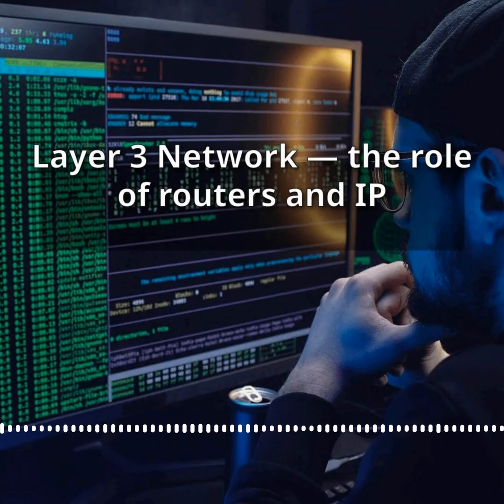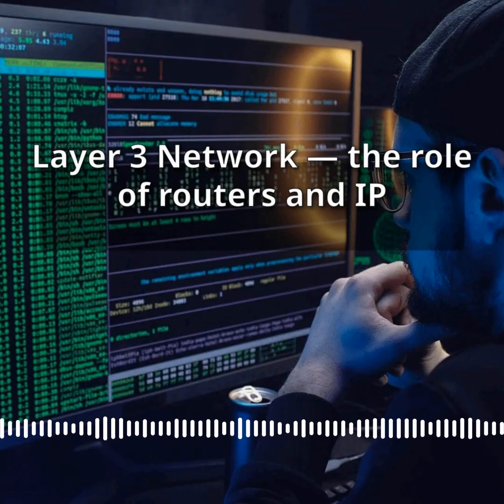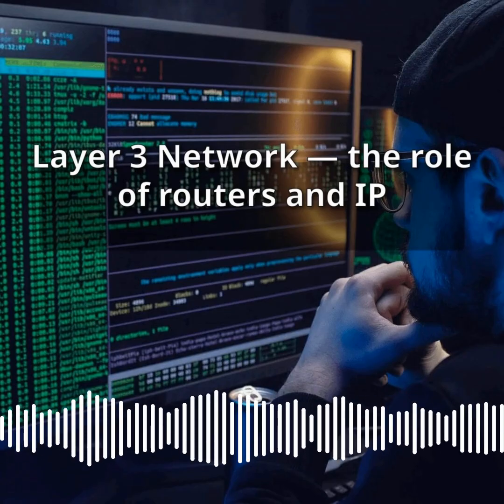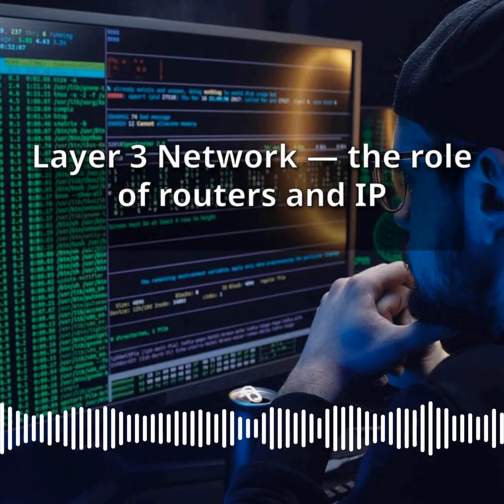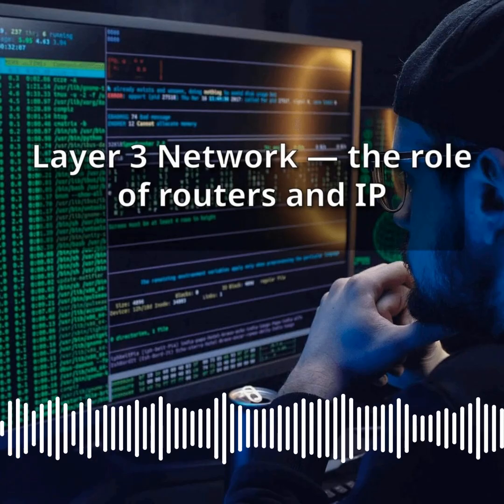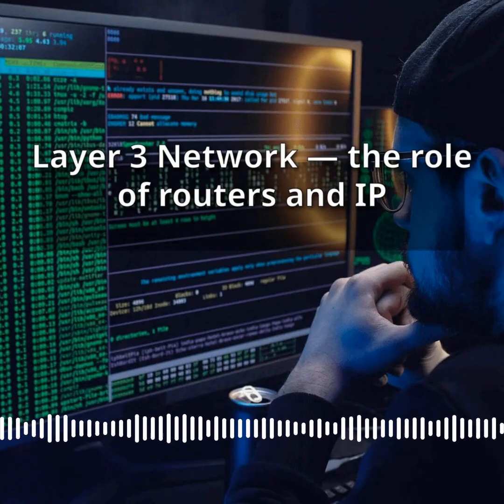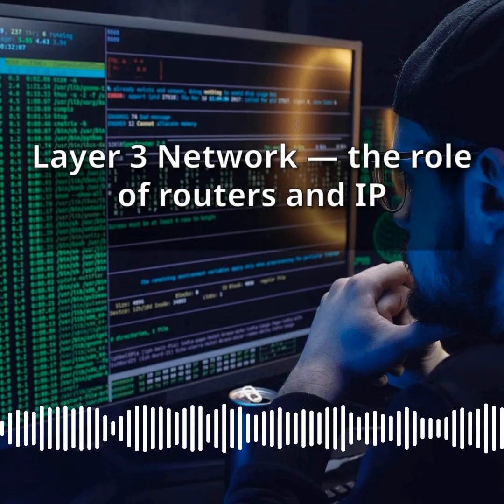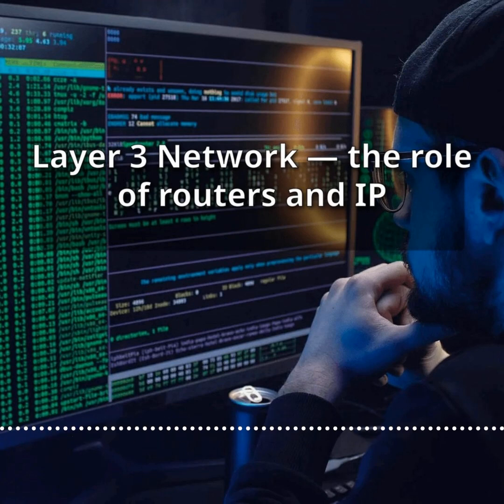From a security standpoint, dynamic routing protocols can themselves be attacked. For example, a rogue router can inject false routing information to redirect traffic, a technique called route poisoning or BGP hijacking. Understanding how routing works is therefore a prerequisite for understanding many network-level attacks.